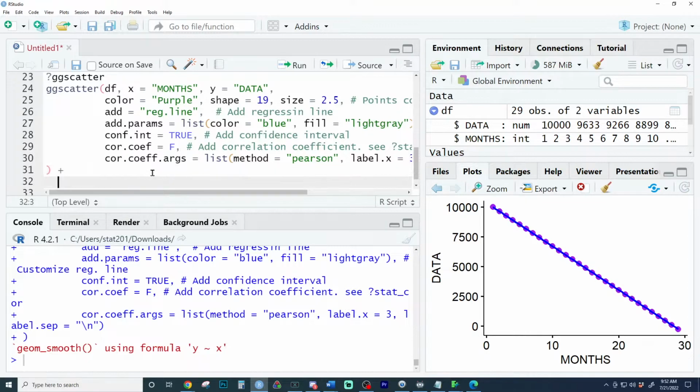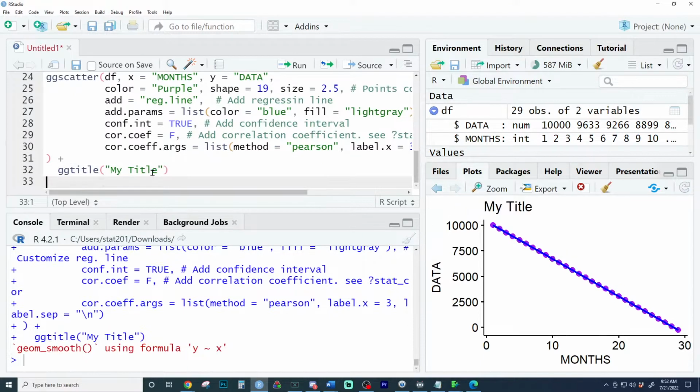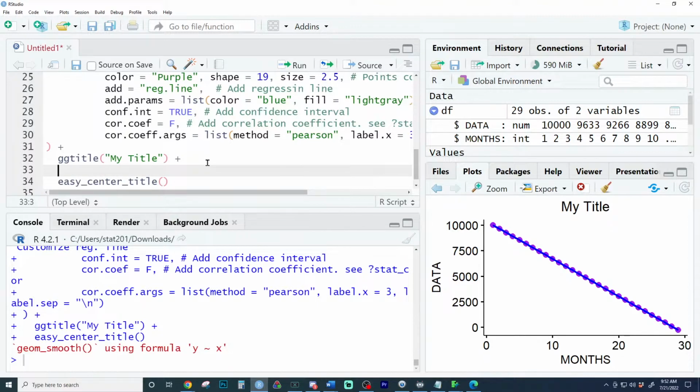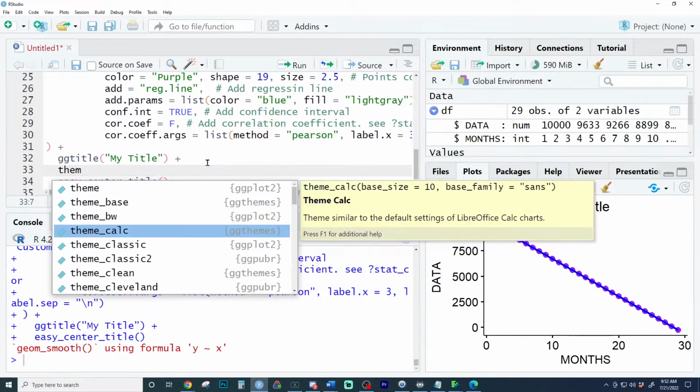So plus, and then we go here, ggtitle, and we say my title, and there's your title. Then we can go plus easy center title, and there's the center of your title. And if you want, we can go back here to theme, and we've got a ton of themes. Make sure these are loaded up.